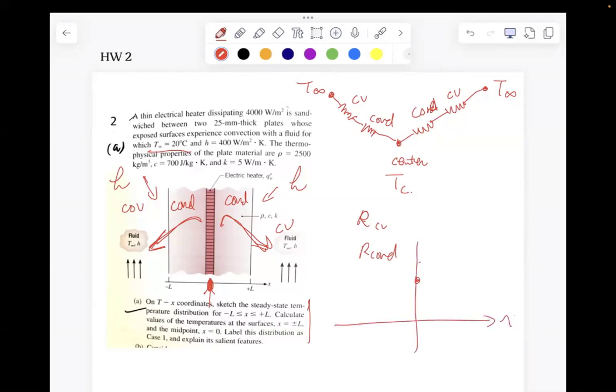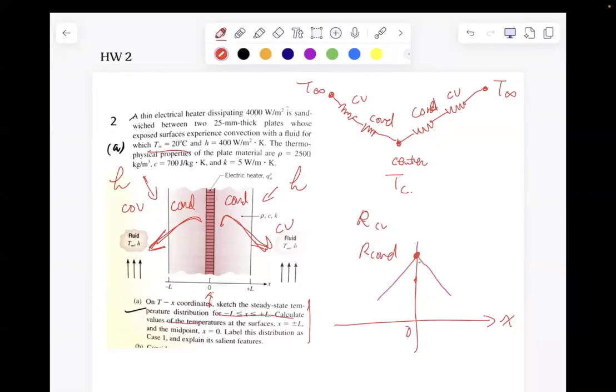So if this is the x coordinate, this is 0 based on what the problem says. So here it is 0. And then the center temperature will be higher, and the left surface temperature and the right surface temperature will be lower than the center temperature. So I'm just going to draw it and make the center higher. The center temperature is here, and then it should go to the left one and the right one.